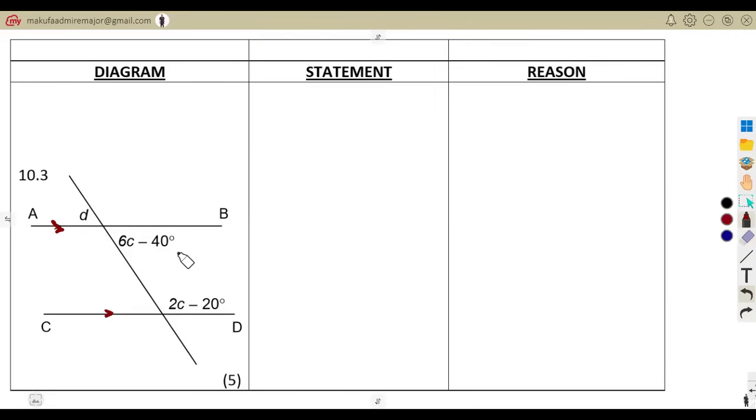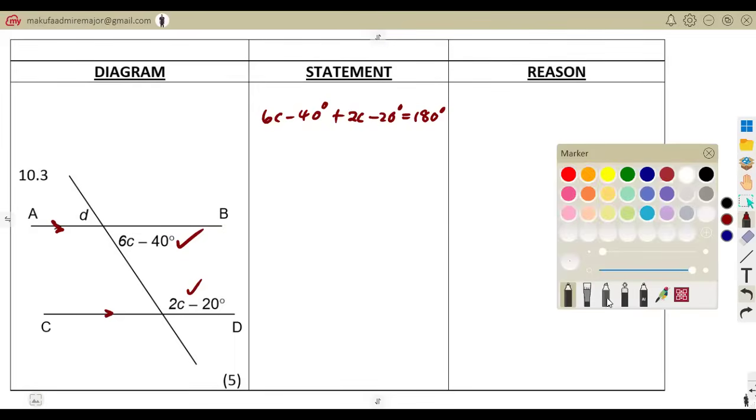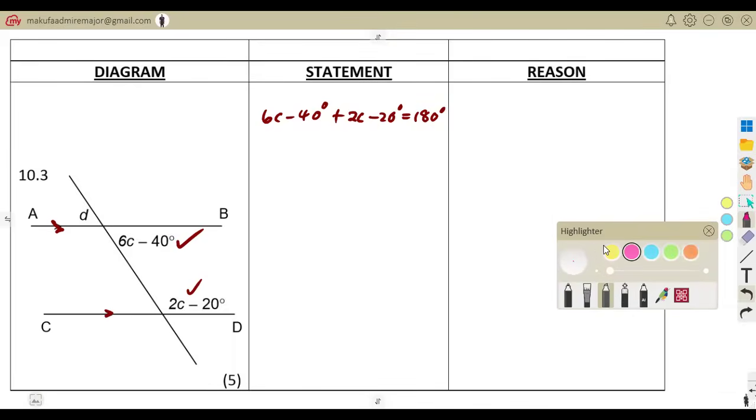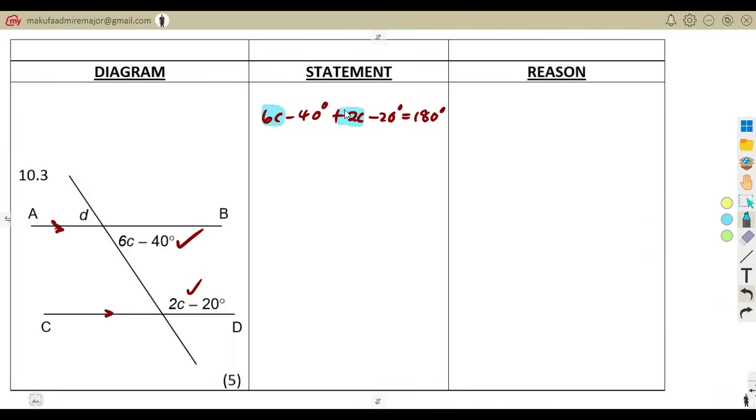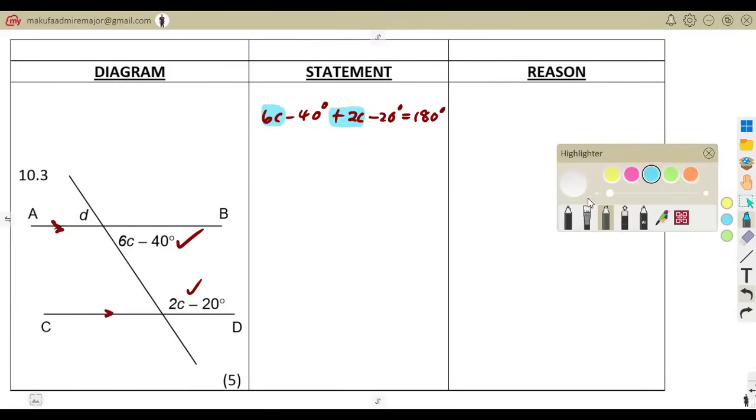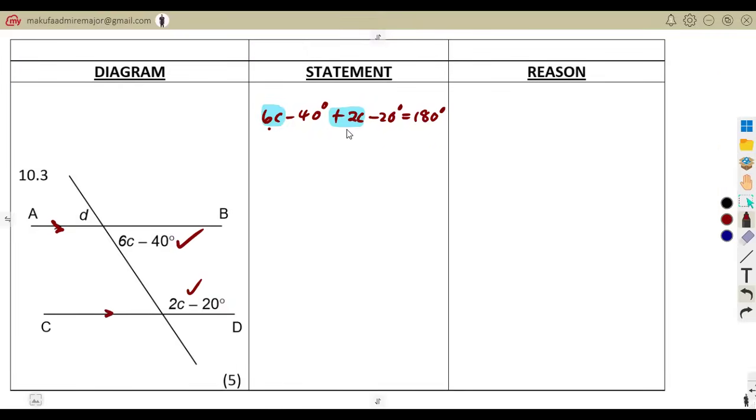So where C is, there is C here, 6C minus 40 plus this other part where we have 2C minus 20 degrees. It is supposed to be equal to 180 degrees. We are talking about what? Co-interior angles. They add up to 180. They are not equal. No, they add up to 180. So we have formed an equation which we are going to use to solve for C. As we can see, we have got C and we also have C. So collect your like terms there. 6 plus 2, that is going to give us 8C.